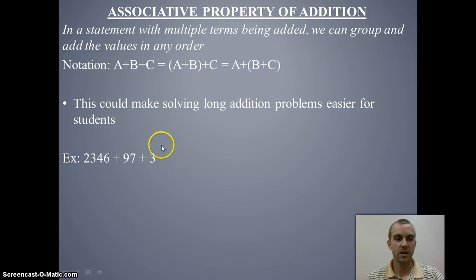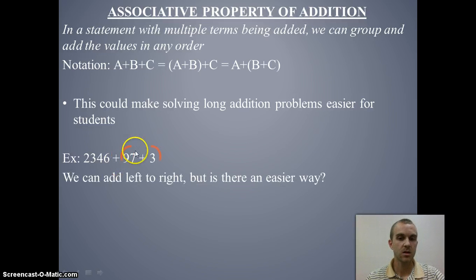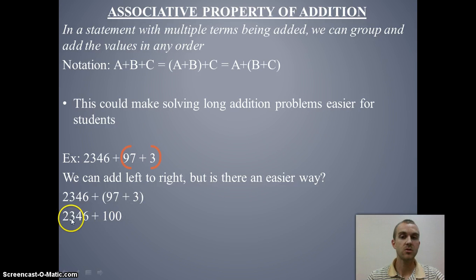For example, if I look down here at 2,346 plus 97 plus 3, I can add 2,346 plus 97, but it's much easier to group the right here and get 97 plus 3 because that gives me 100, and then 2,346 plus 100, 2,446. A much simpler and effective way to go about adding this problem.